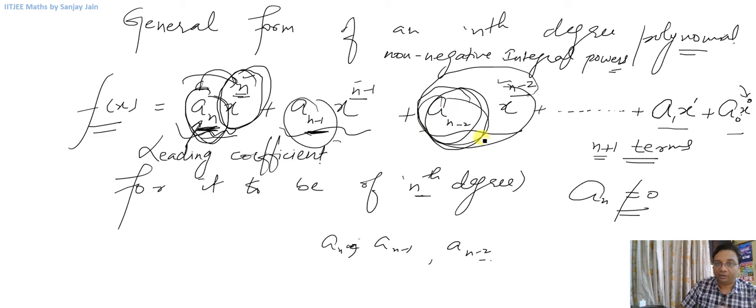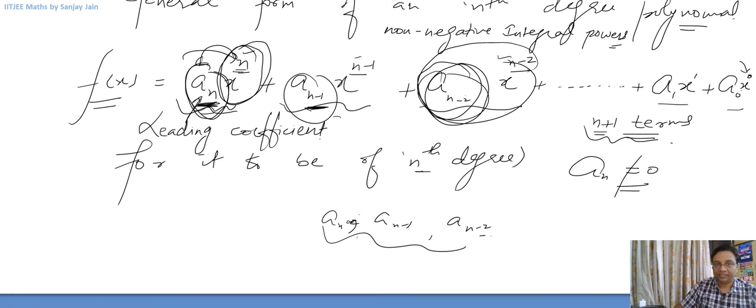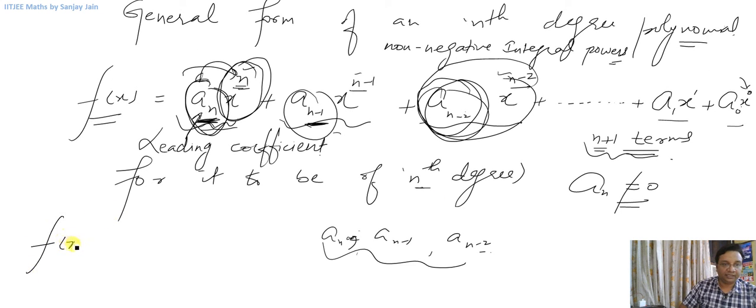So when I comment about the number of terms without talking about coefficients, I can say that there can be maximum n plus 1 terms, right? Why? Because when all these coefficients are non-zero, then the number of terms will be n plus 1. Otherwise, it can be lesser number of terms. Because for it to be of nth degree, let us say I take f of x equal to an x raised to power n. This is also an nth degree polynomial. It has got just one term.